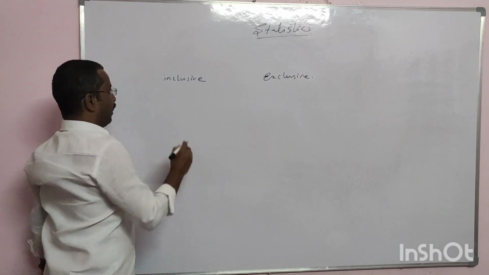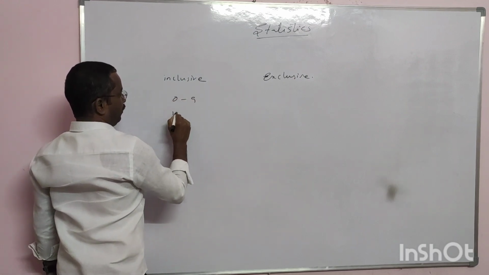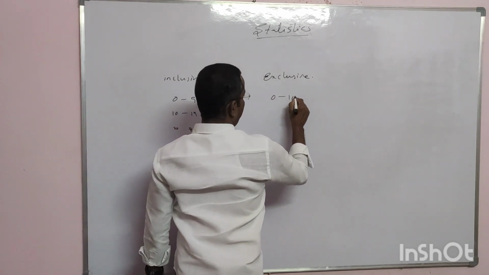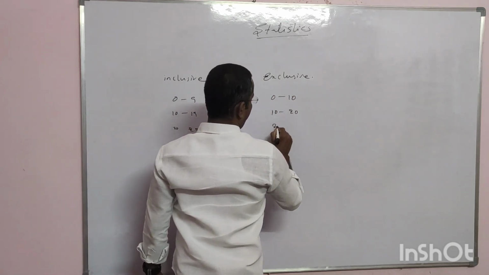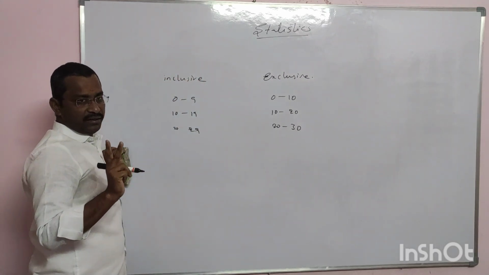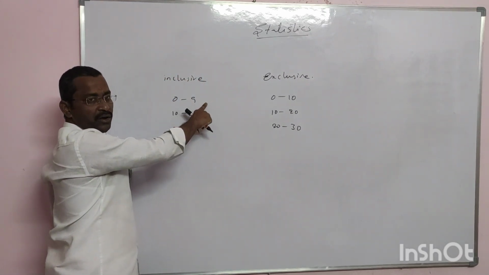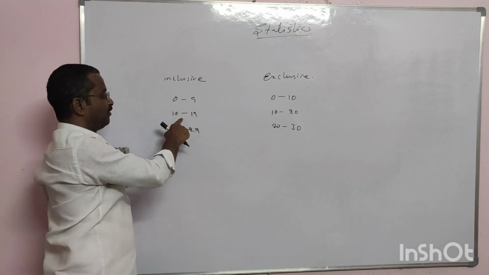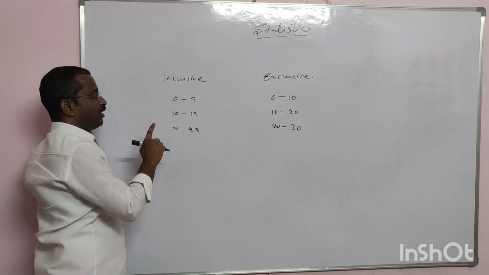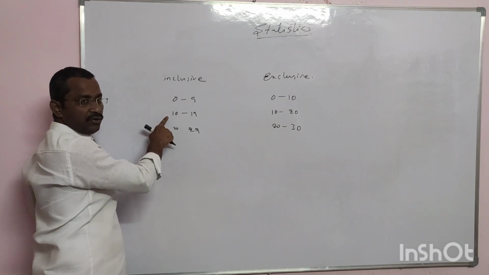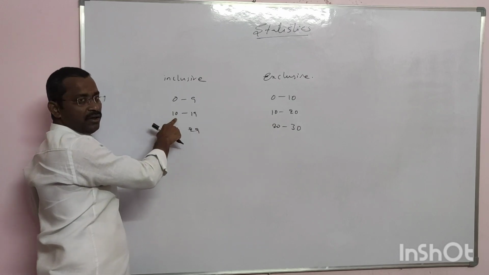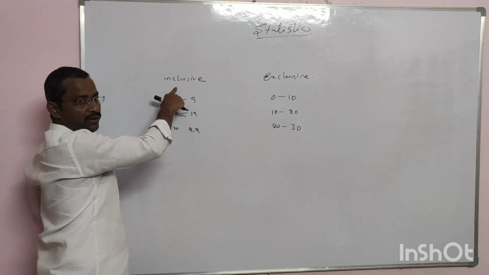If you select the classes like 0 to 9, 10 to 19, 20 to 29, or 0 to 10, 10 to 20, 20 to 30: if you are selecting two consecutive classes and the first class's last value is not equal to the next class's first value, then it is going to be inclusive data. In inclusive data, the first class's last value and the next class's first value are not equal, and those are inclusive classes.